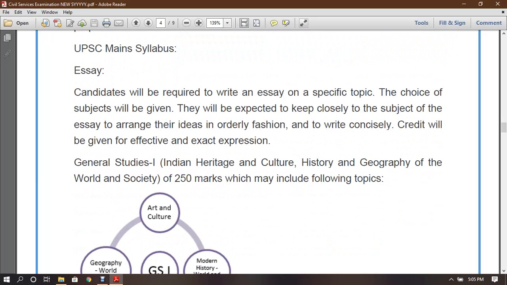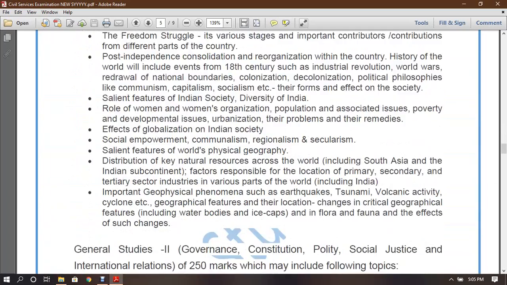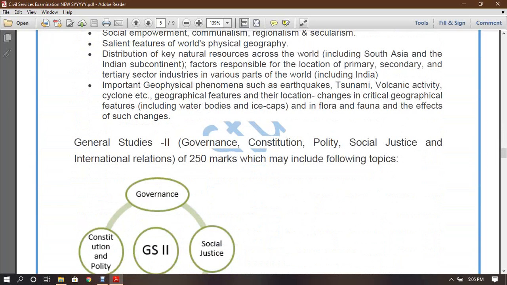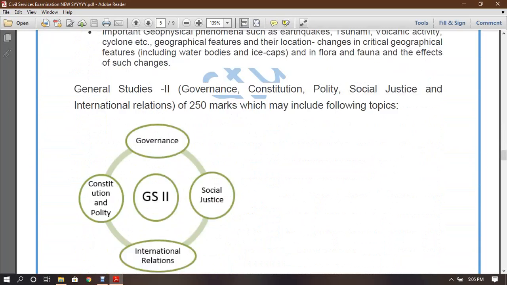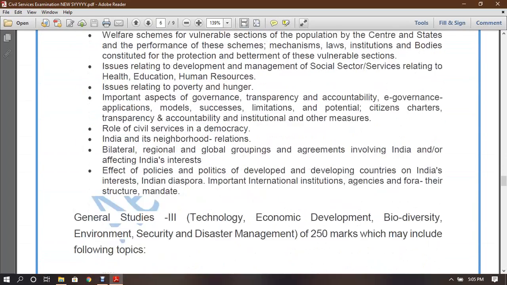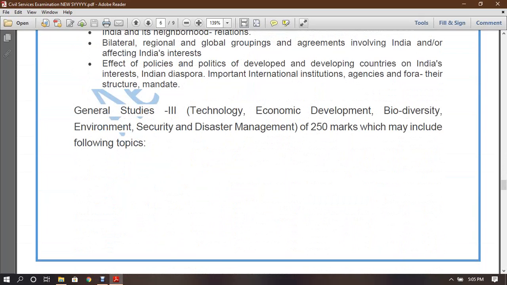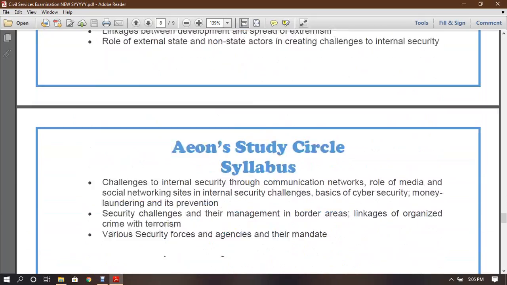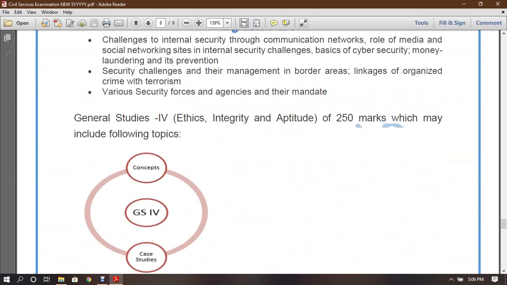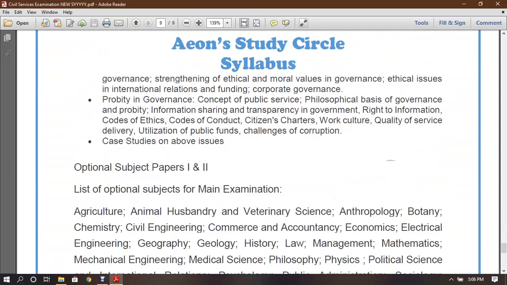Now we discuss the general studies first paper. This paper contains Indian heritage and culture, history and geography of the world, and society. Each paper contains 250 marks. Then the general studies second paper contains governance, constitution, polity, social justice and international relations. It contains 250 marks. Then the general studies third paper: technology, economic development, biodiversity, environment, security and disaster management. Each 250 marks. The last, fourth paper is ethics, integrity and aptitude, also 250 marks.